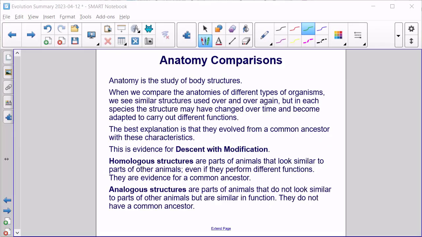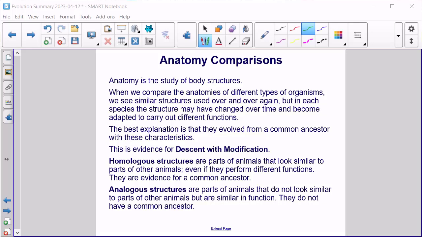Anatomy comparisons. Anatomy is the study of body structures. When we compare the anatomies of different types of organisms, we see similar structures used over and over again, but in each species, the structure may have changed over time and become adapted to carry out different functions. The best explanation is that they evolved from a common ancestor with these characteristics. This is evidence for descent with modification.